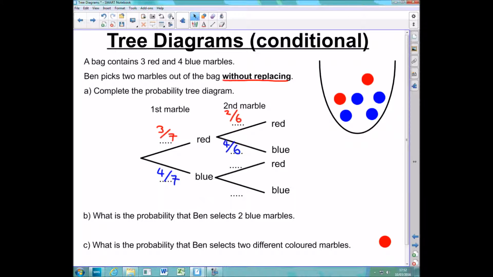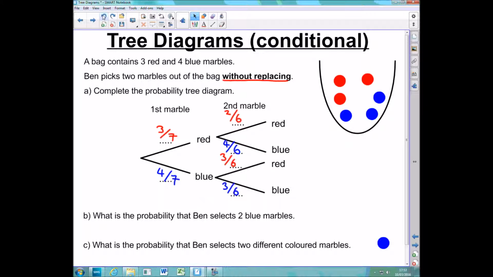So now I'm going to look at what happens when a blue goes out. If I remove a blue and I go down my tree diagram, you'll see that again the amount of marbles has changed, so there are now only 6 in the bag, and this time the amount of blues has gone down by 1. So looking at that, I've got 3 red marbles, but again, it's out of 6. And this time, instead of 4 blues, I've only got 3 out of 6.